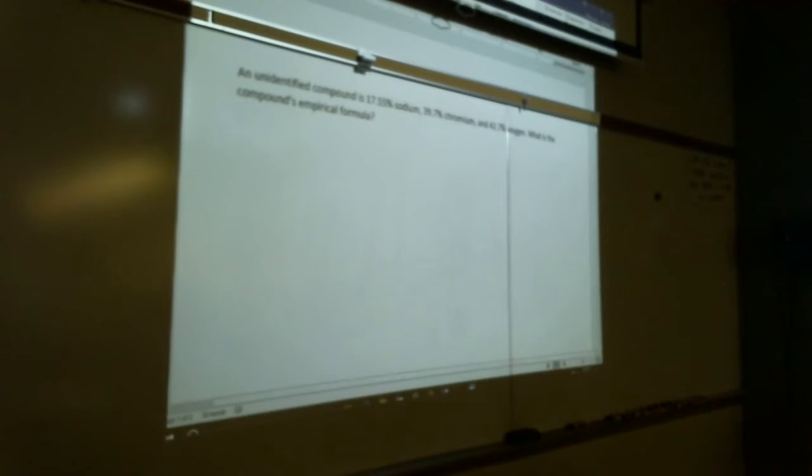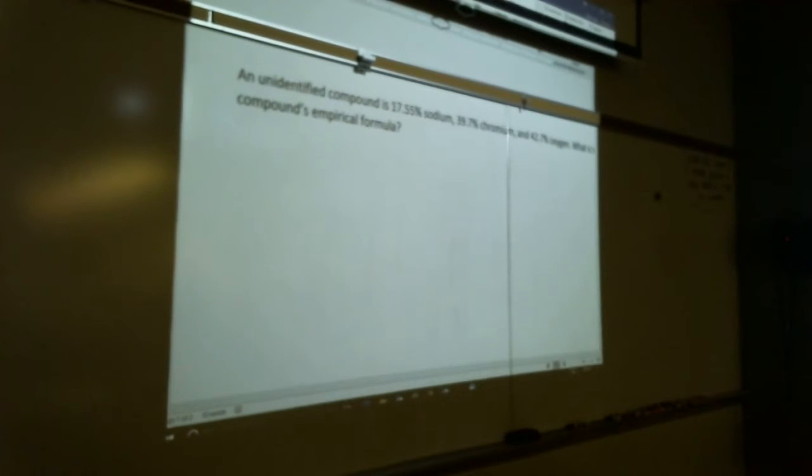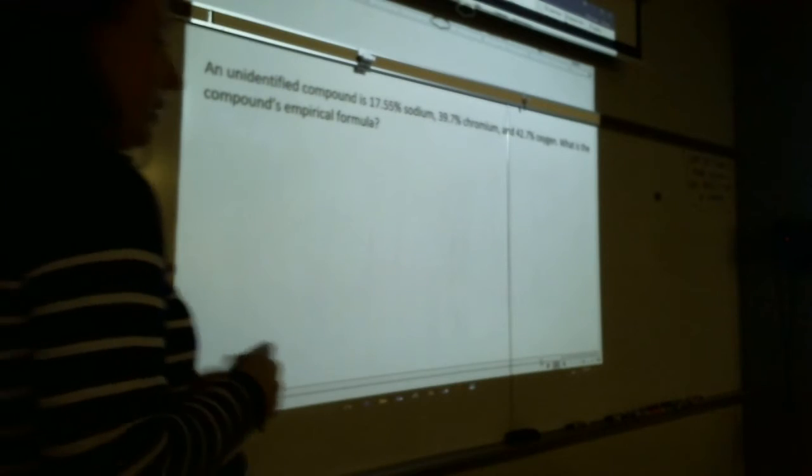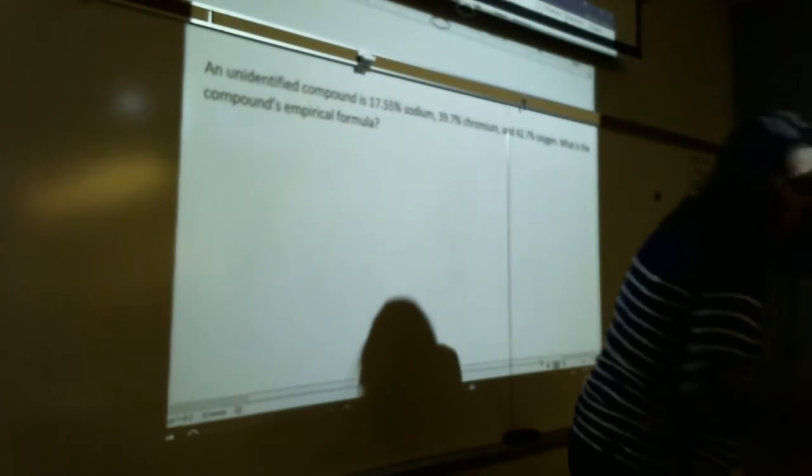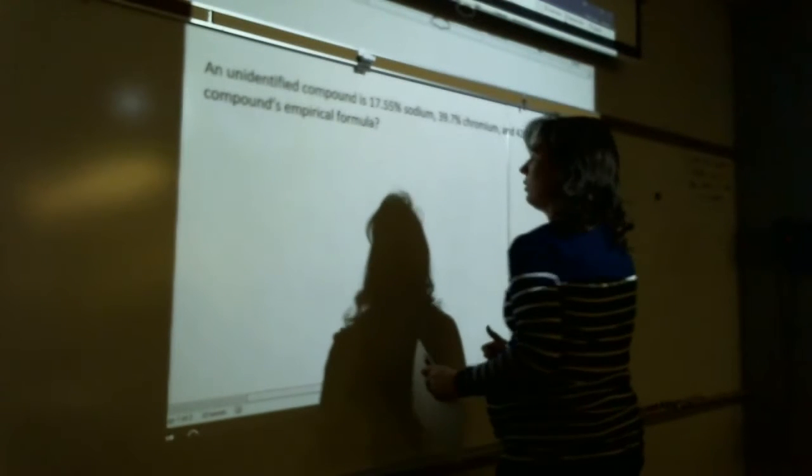So, an identified compound is 17.55% sodium, 39.7% chromium, 42.7% oxygen. What's the empirical formula? So I'm going to need to have my periodic table handy.